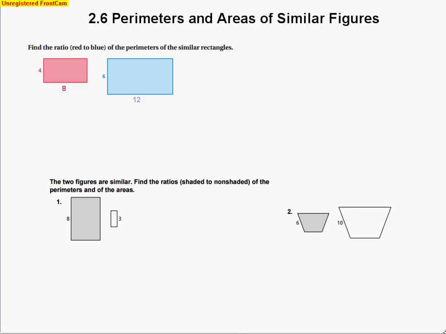This is the lesson for Chapter 2, Section 6, Perimeters and Areas of Similar Figures. I'm going to mainly be looking at perimeters, the ratio of perimeters, but we are also going to be finding the ratio of areas. Let's take a look at the first example problem here.